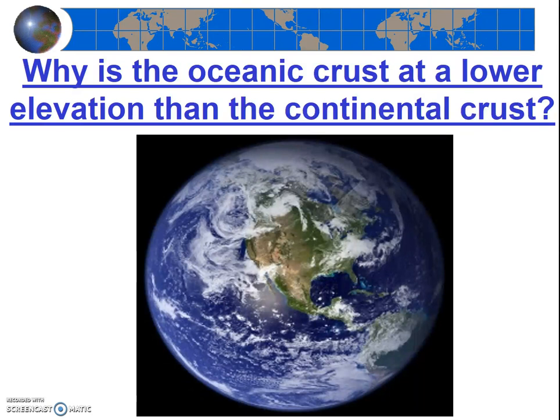Notice that the ocean crust is at a lower elevation than the continental crust. It's a pretty obvious observation, really, but you've probably never thought of that before. What would happen if both the oceanic crust and the continental crust were at exactly the same elevation? Well, the Earth's surface would be completely covered with water, and life as we know it would be much different. So thank goodness the ocean crust is lower than the continental crust. But why? Why is the oceanic crust at a lower elevation than the continental crust?